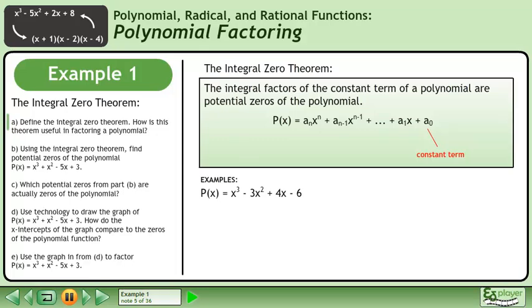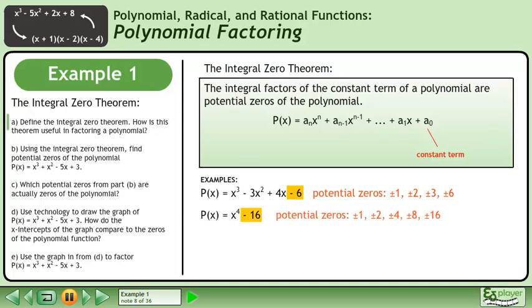Consider the polynomial p of x equals x cubed minus 3x squared plus 4x minus 6. Potential zeros of the polynomial are plus minus 1, plus minus 2, plus minus 3, and plus minus 6. Now consider the polynomial p of x equals x to the power of 4 minus 16. The potential zeros of the polynomial are plus minus 1, plus minus 2, plus minus 4, plus minus 8, and plus minus 16.